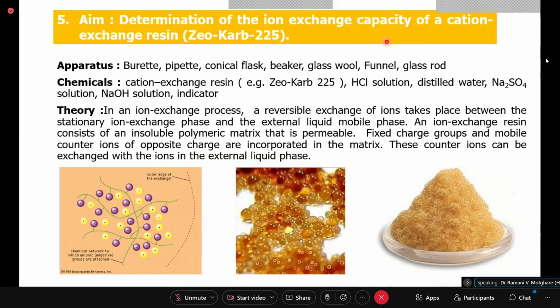So, the ion exchange capacity will depend on how many of these yellow counter ions are present. Now, in turn, these yellow counter ions depend on how many fixed charge groups there are. So, in short, your ion exchange capacity will depend on the number of fixed charge groups present in the polymeric matrix.